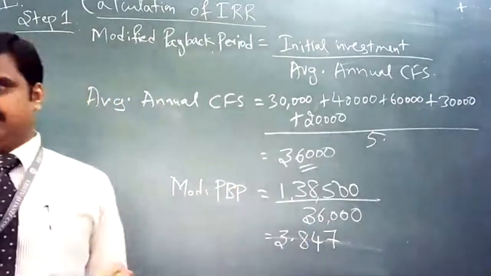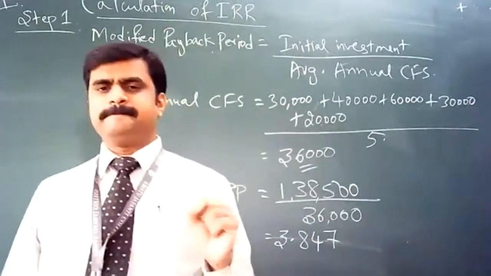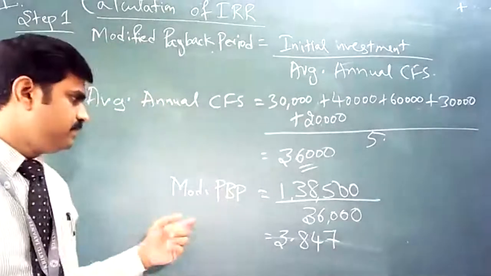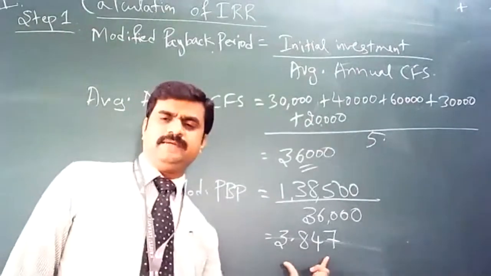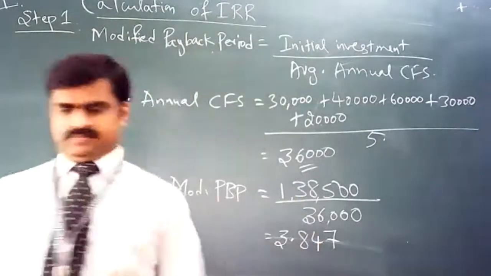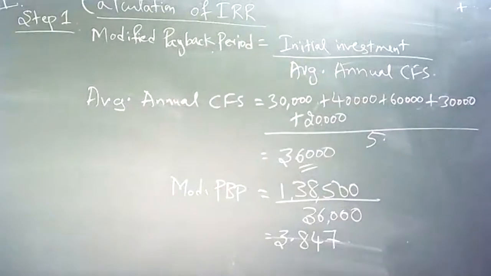So the first step is over. What is the second step I told you? We need to look at the table. Which table do you have to see? The present value annuity table. All of you have it, right? Please open your table, hope it is there in your laptop or whatever you are using.